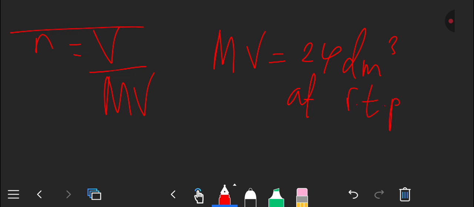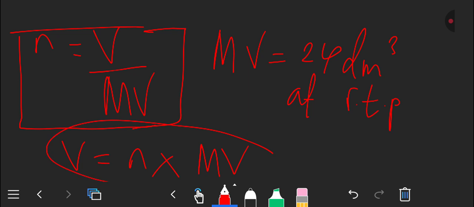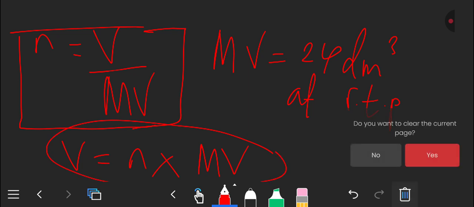So this is how you can find the number of moles. Now to find the volume of a certain gas at room temperature and pressure, given the number of moles, you just make V the subject. So volume will be equal to the number of moles multiplied by the molar volume. So you can use this formula. Right, let's look at another definition.